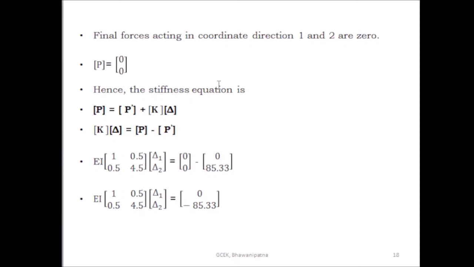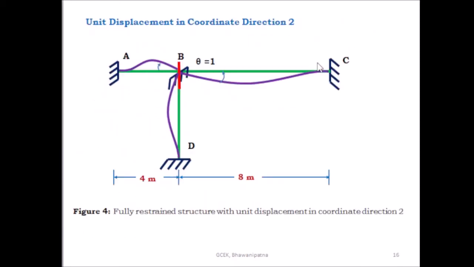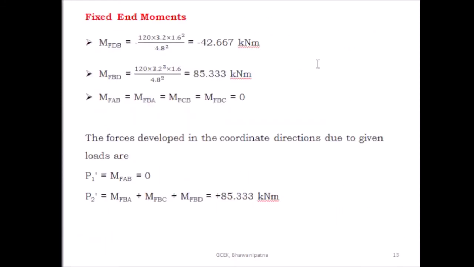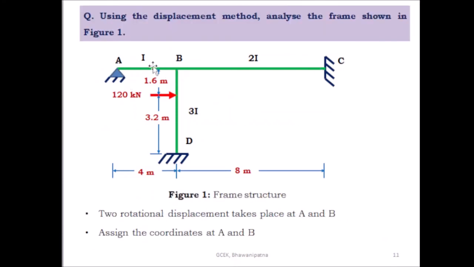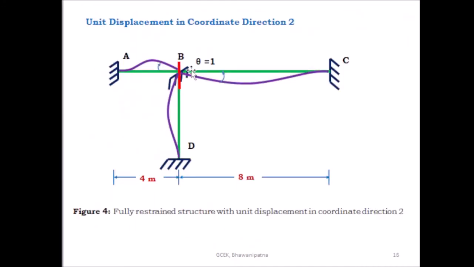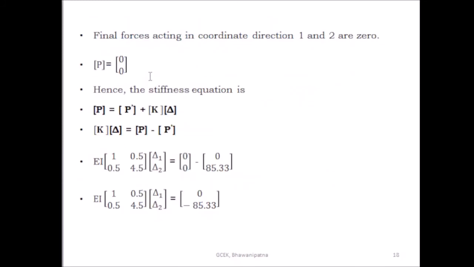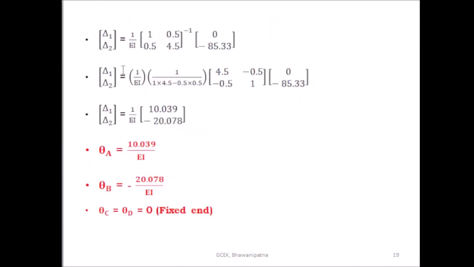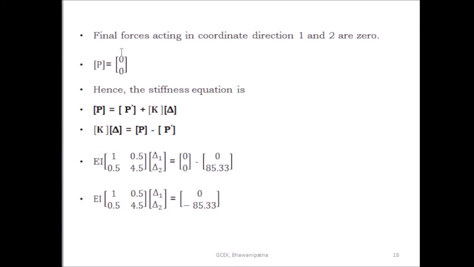Finally, the forces acting in coordinate direction 1 and 2 are 0. Here in the question, there is no force acting in coordinate direction 1 and 2. Here you see the question. There is no force at coordinate 1 and no force at coordinate 2. If there is no force at coordinate 1 and 2, then what you have to do? You have to take P equal to 0, 0.